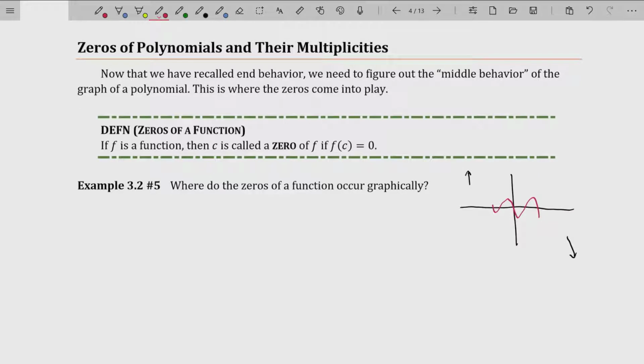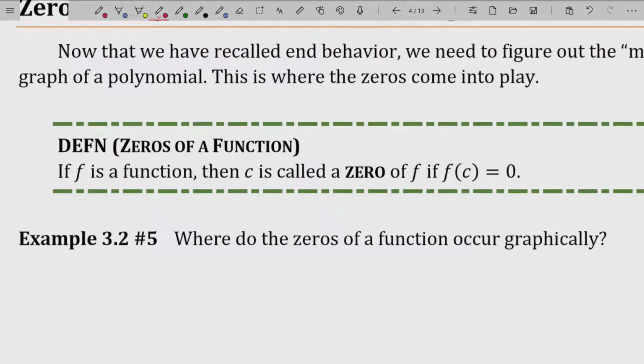So let's go ahead and define something here. And this is where, again, zeros come into play. I'm going to go ahead and erase this right here. Definition: the zeros of a function. Suppose we're given a function. Then c is called a zero of that function if, when plugged into the function itself, it turns into zero.